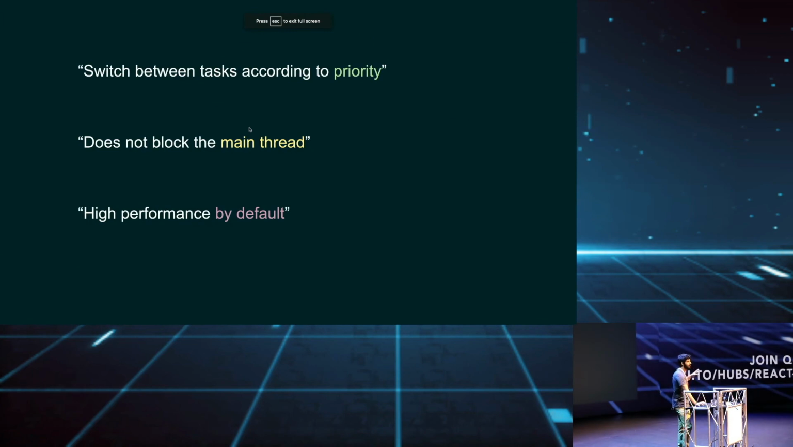Some other key points: concurrent mode switches tasks in priority for you, so it actually feels like it's async. Secondly, it does not block the main thread, because of context switching. It switches things based on what is more important at that time. And also, high performance by default, because you don't have to worry about this at all. You get all these features baked in. You just have to do one thing: switch to concurrent mode. That's it.